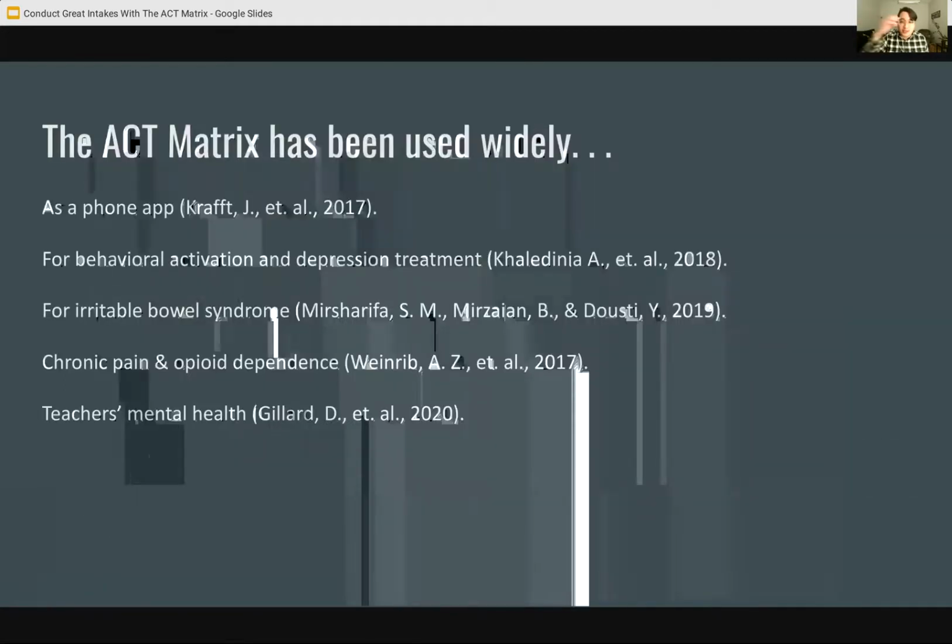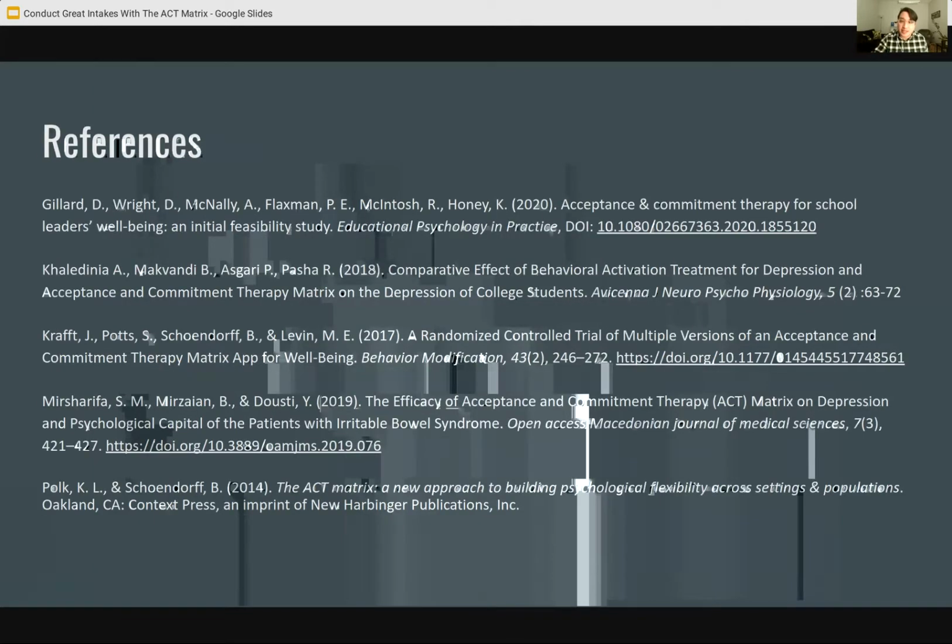The matrix has been used all over the place. I didn't give you the history of the matrix because it's not really important. You can read about, you know, who invented it and stuff like that. I've got all the references here in the back.